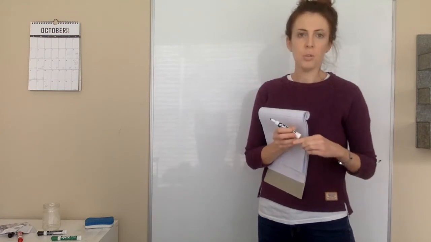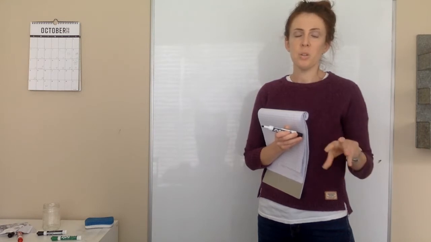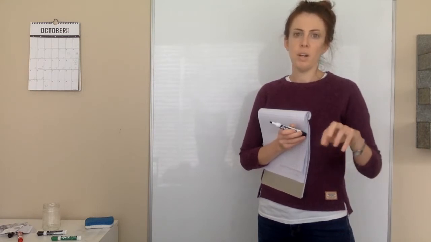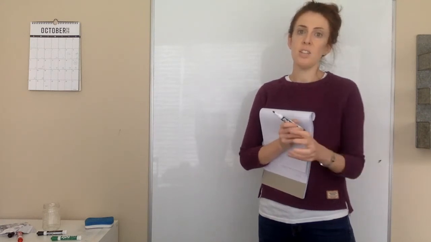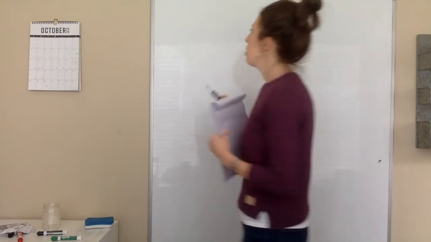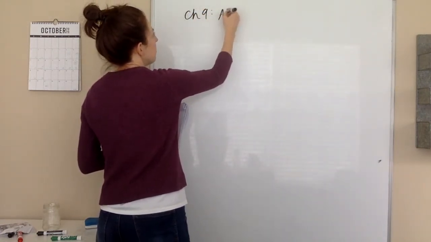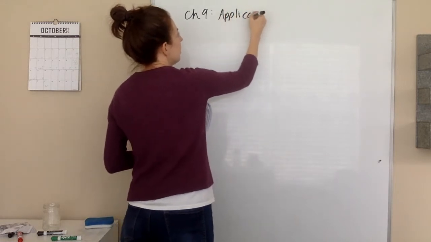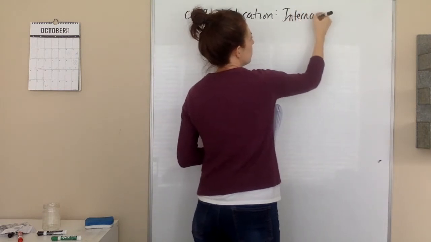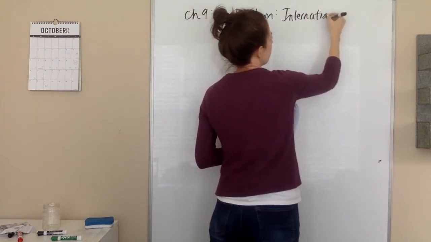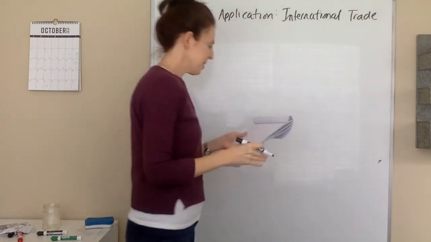We are going to tackle chapter 9 today. Chapter 9 is another application chapter, so basically what we're going to do is take what we've learned in terms of surpluses in an economy and then see how that ties in with international trade. So the title of chapter 9 is Application: International Trade. If you are an IB major, hopefully this will be especially interesting to you.